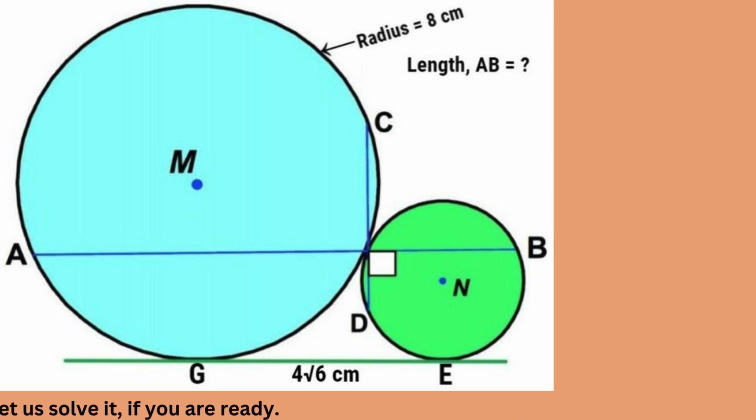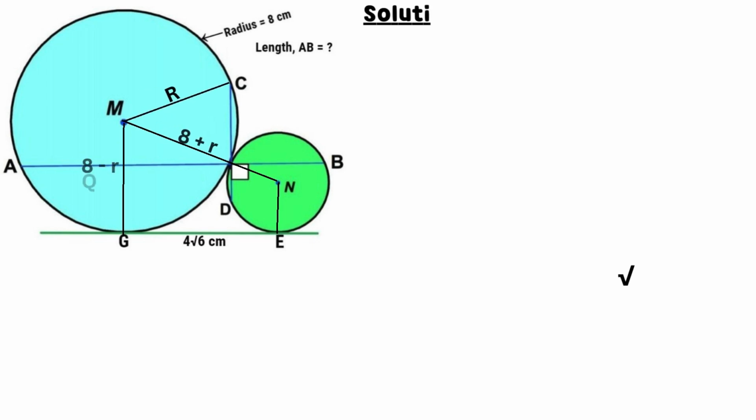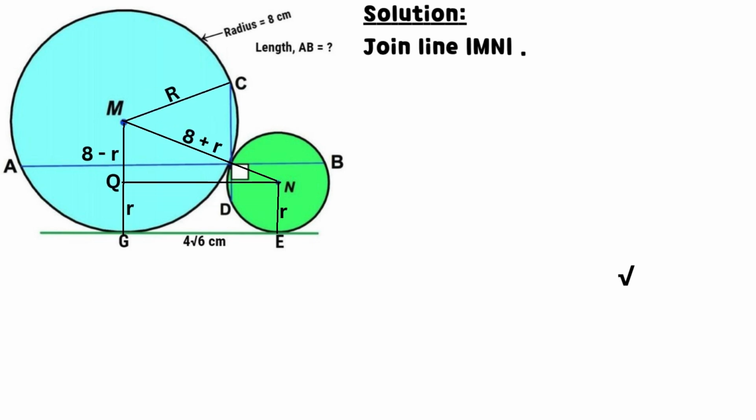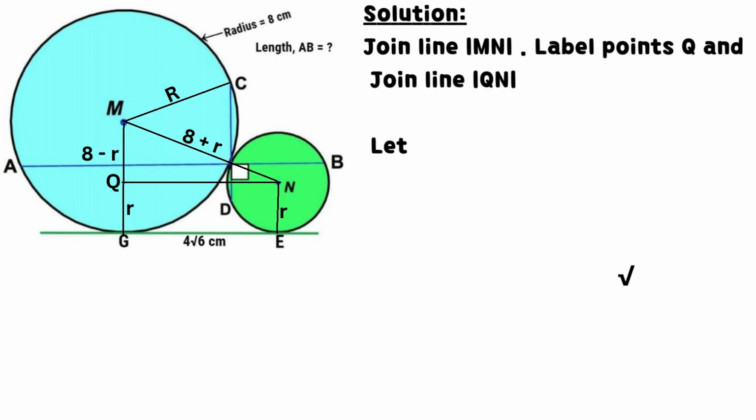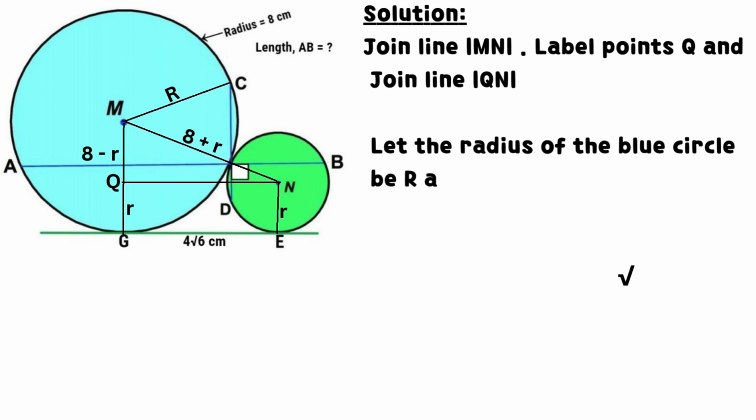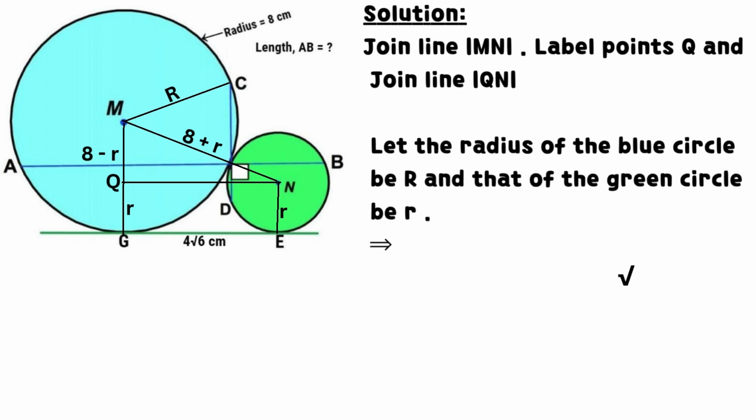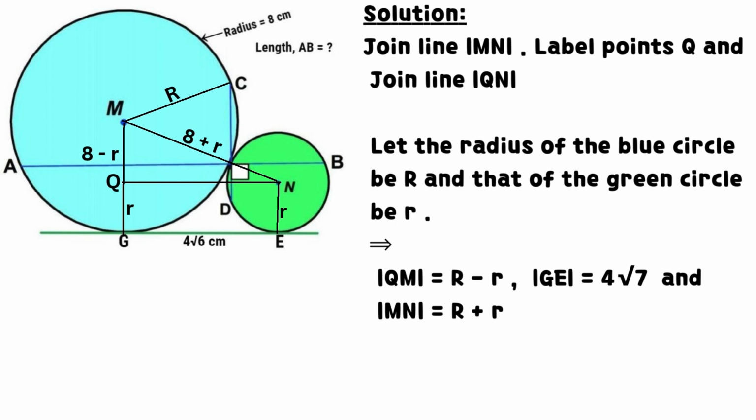Find the length AB. Join line MN. Label points Q and join line QN. Let the radius of the blue circle be r and that of the green circle be small r.